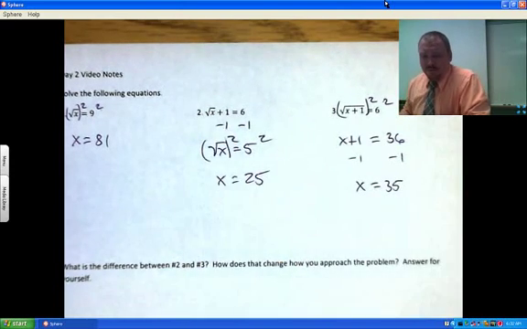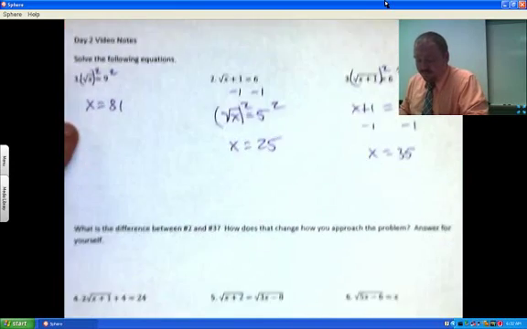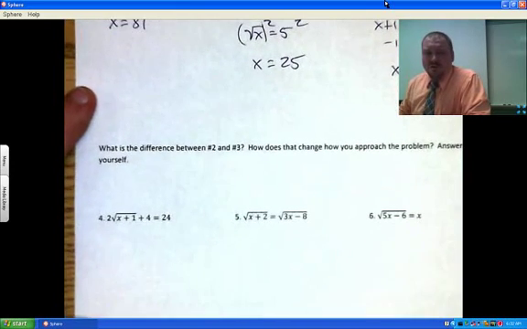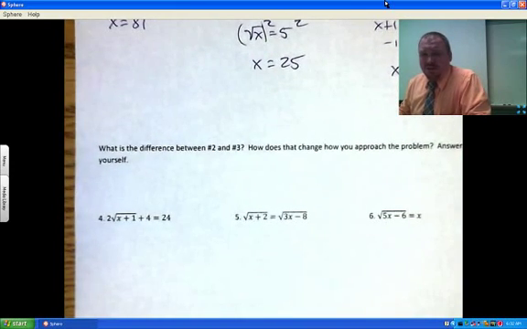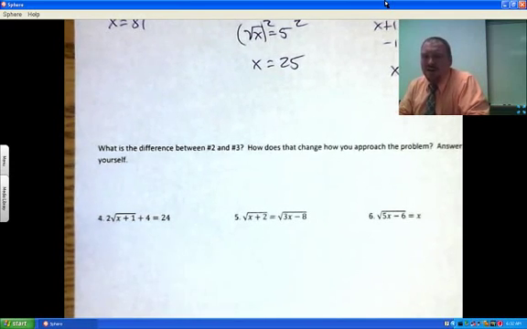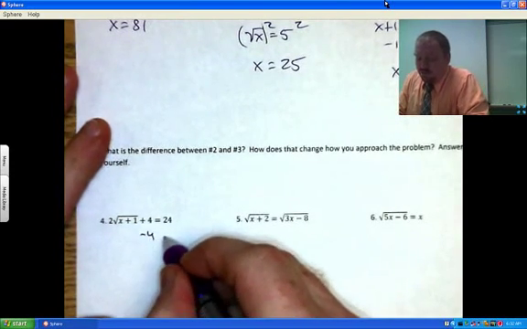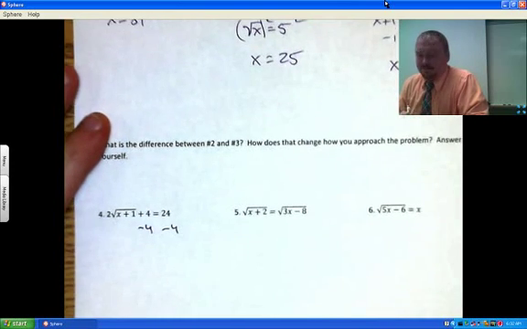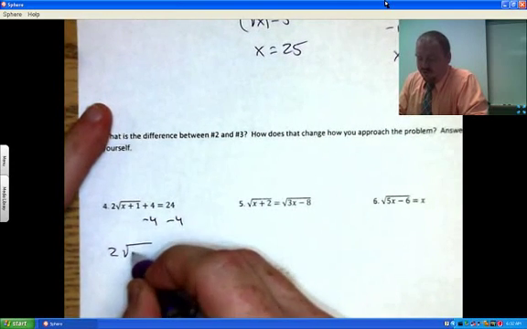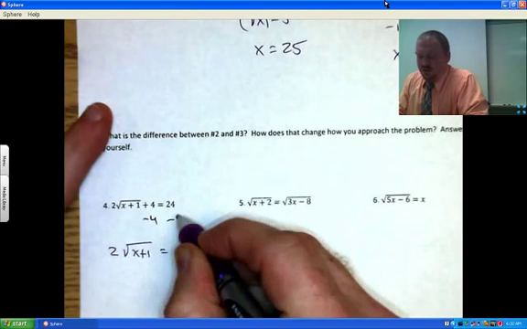Number 4 is a perfect example of this. We have to get rid of what's going on outside before we can do anything. And just like a regular equation, you have to undo adding and subtracting first. I'm going to subtract 4 from both sides. You get 2 radical x plus 1 equals 20. Now I'm going to divide both sides by 2.